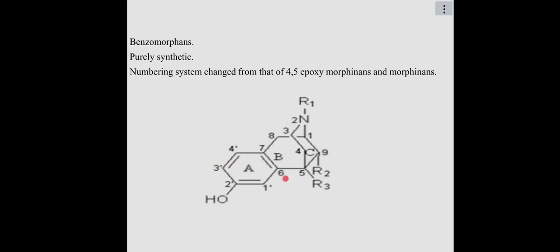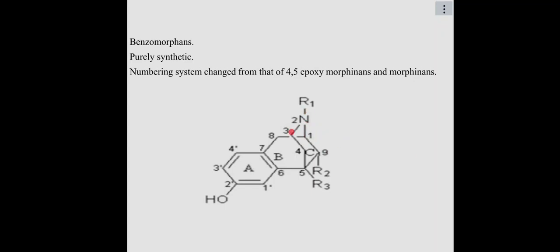Now when we come to these other two rings, we have ring B, and you can see it has changed. It's no longer cyclohexane, sorry, it's still a cyclohexene because of that bond there. And of course, we have our piperidine ring at that position. So in this ring, position number one is our previous position number nine. We start numbering from that position there, and that becomes position number one.